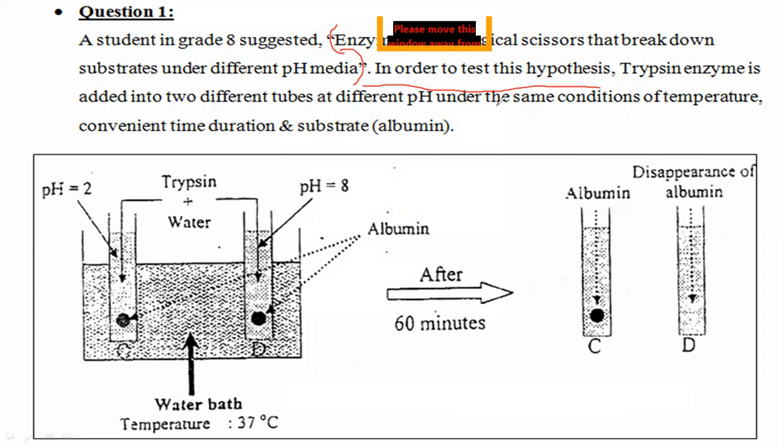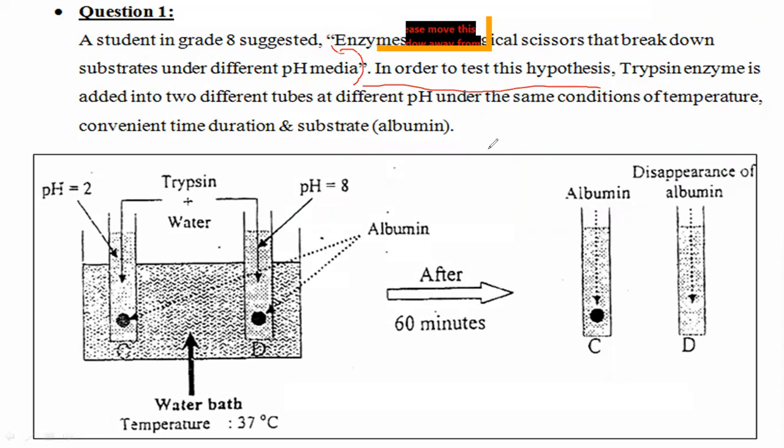So first of all, in order to test this hypothesis, in the first part they ask you to pick out from the text the tested hypothesis. What is the tested hypothesis? Enzymes are biological scissors that break substrates under different pH media. Okay, thank you, Maya. So this is the hypothesis. Pay attention to read the exercise very well and to know how to answer the questions.